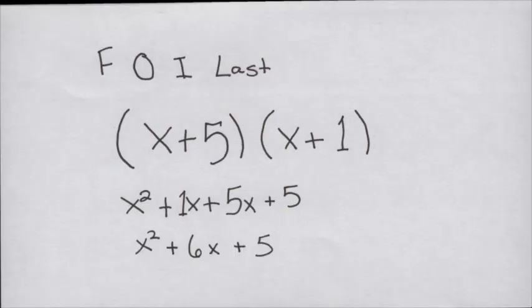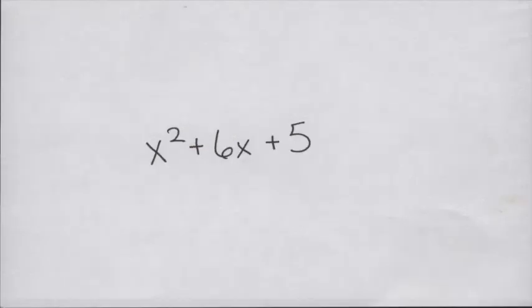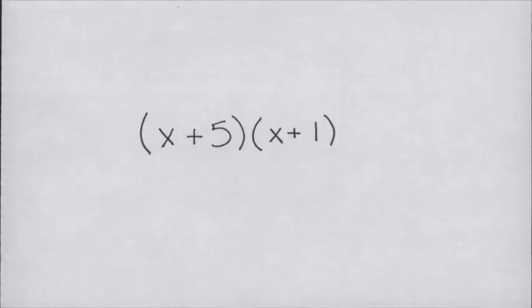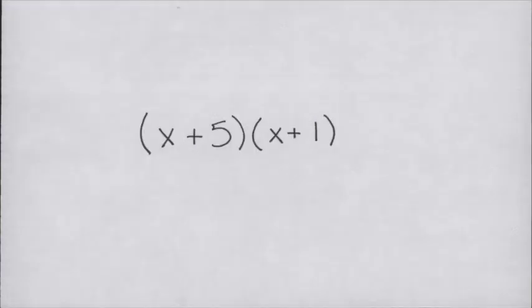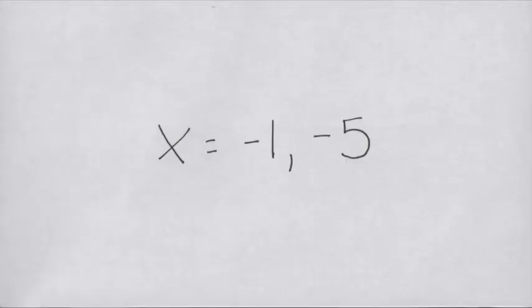And when you add 1x plus 5x, they're like terms because they only have an x to the power of 1, so you can add them together. You get 6x. And there you go. This is the same equation as that. We just proved it. And when this equation is equal to 0, you set x to -5 and x to -1, and you'll get 0. 0 times anything is 0. So those are your roots. It's the opposite of whatever the number you made is. It's extremely important to remember.